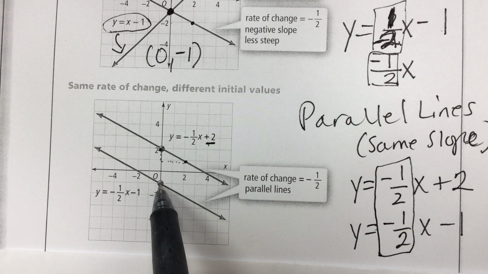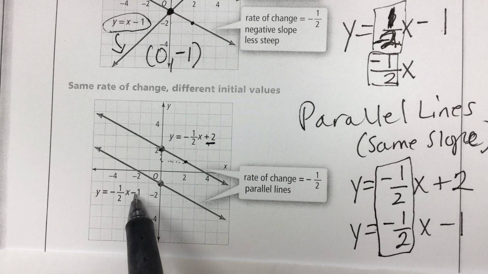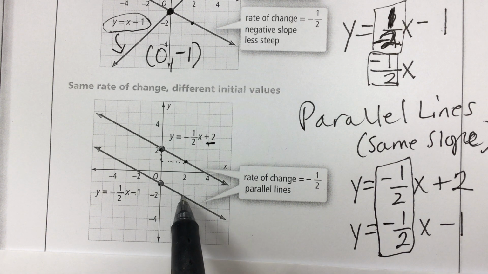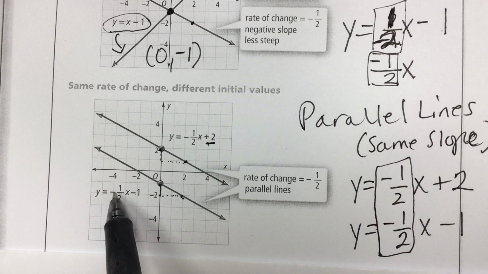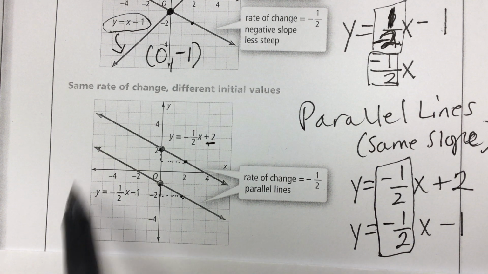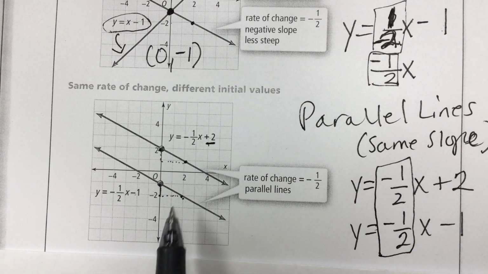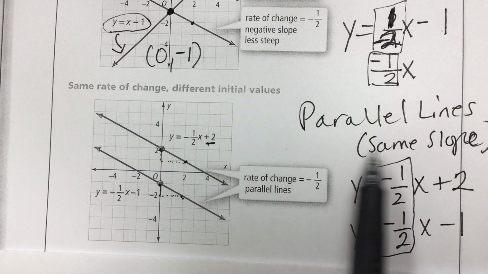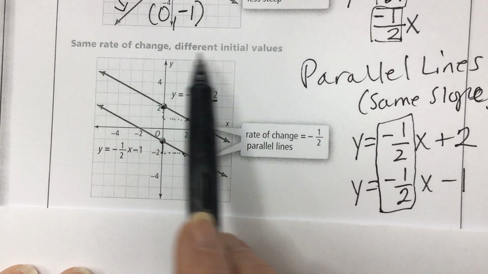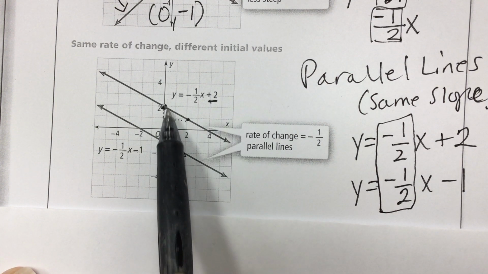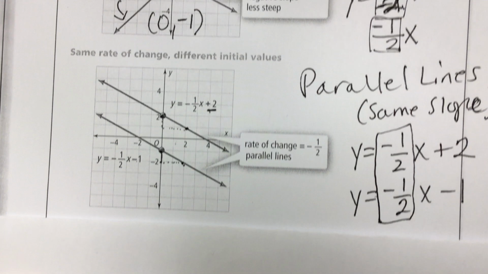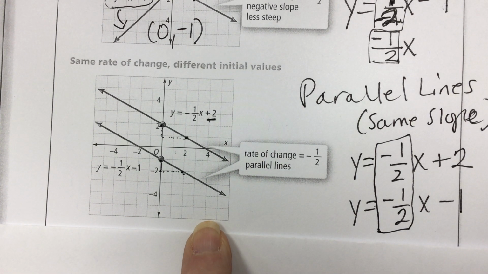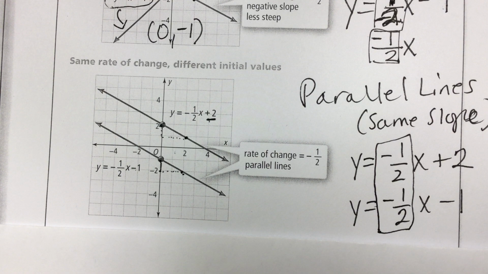This line touches the y-axis at its initial value of negative 1. And to determine my slope, to go to the next perfect point, I would come down 1, negative 1, and run positive 2. So that's where I get my slope of negative 1/2. So in this situation, these lines have the same rate of change, which means the same slope, but they have different initial values. They have different y-intercepts. So the two lines touch the y-axis at different places. So this is an example of parallel lines. They have the same slope, but different initial values.